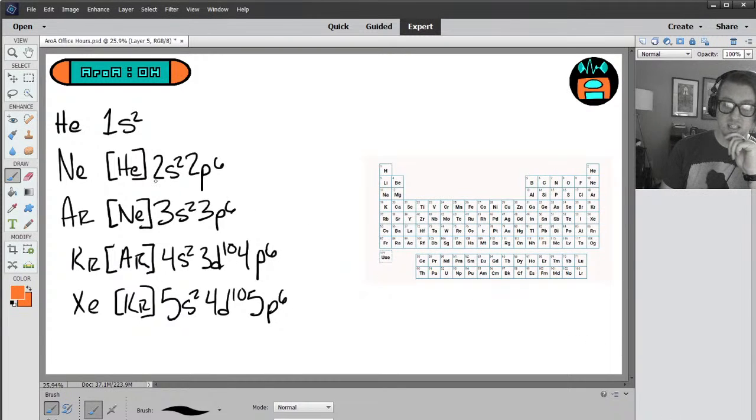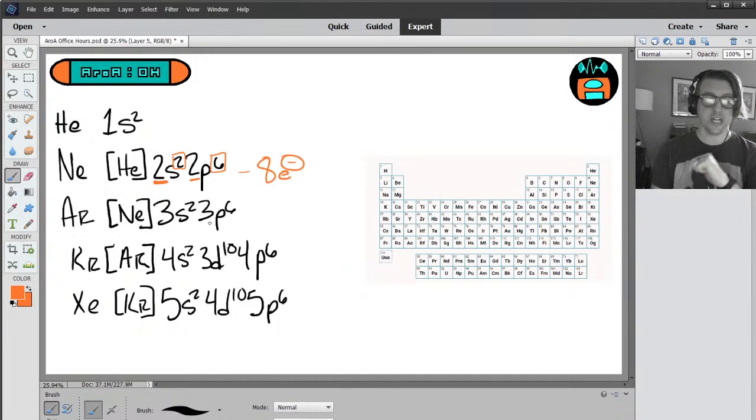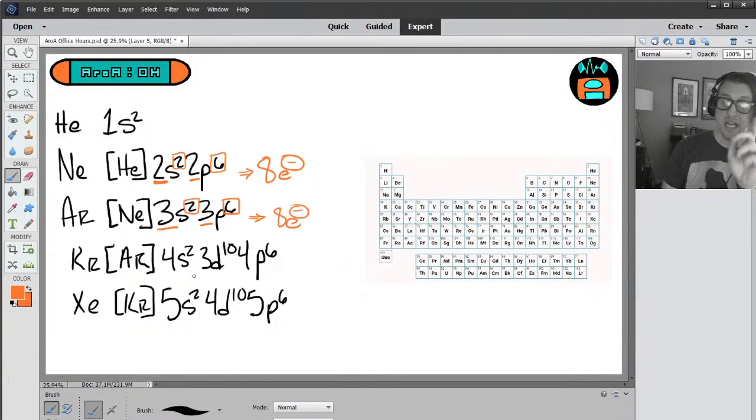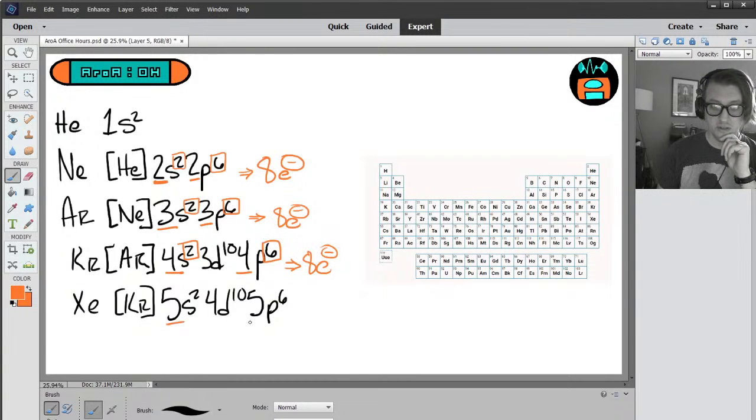When you look at the valence electrons, those are the electrons in the highest energy shell. Neon has 2 in its s subshell, 6 in its p subshell. So that's 8 electrons in its highest energy shell. Argon has 2 plus 6, so that's 8 valence electrons. Krypton also has 8 valence electrons. Remember, the highest energy shell here is the 4th shell, and there's only 8 electrons in it. Same deal with xenon. Its highest energy shell, the 5th shell, has 8 electrons.